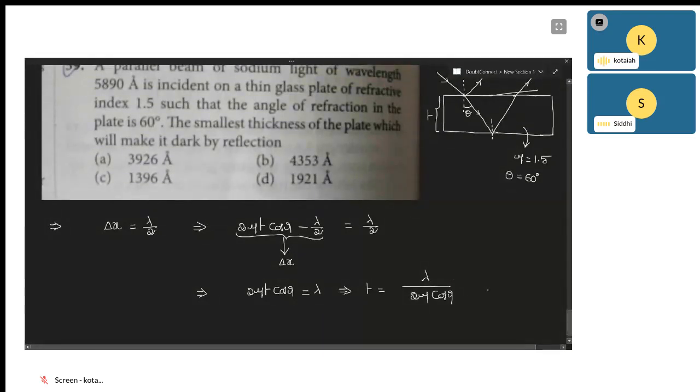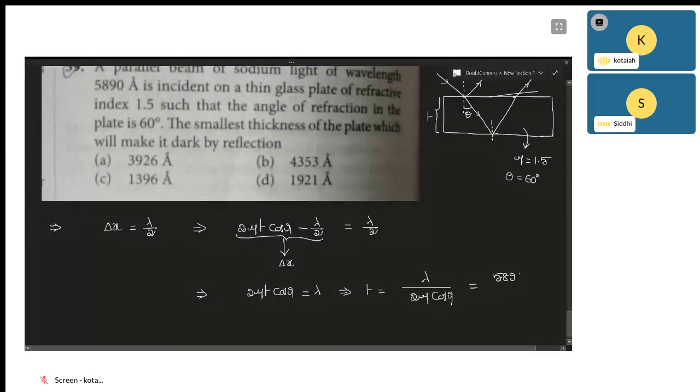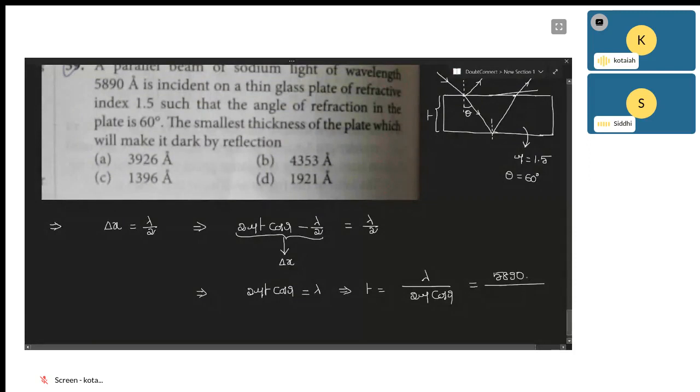Just substitute all these values. What is lambda? 5890. I am not going to convert into meters because the answer is also given in terms of angstroms. So 2 into mu, where mu is 1.5, nothing but 3 by 2, into cos r. r is 60 degrees, no? What is cos 60?